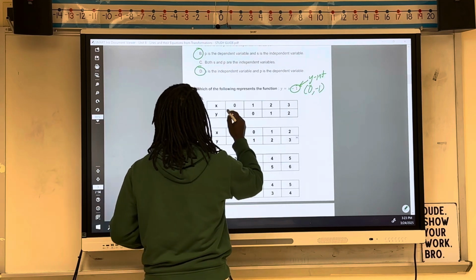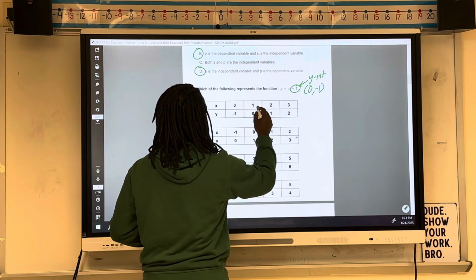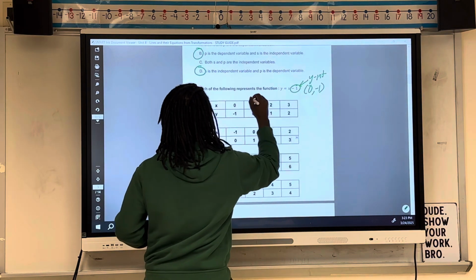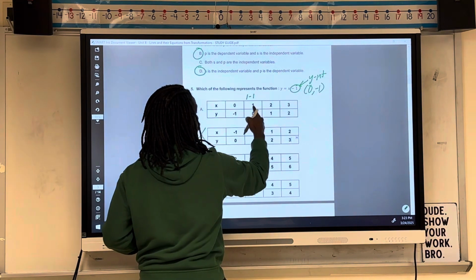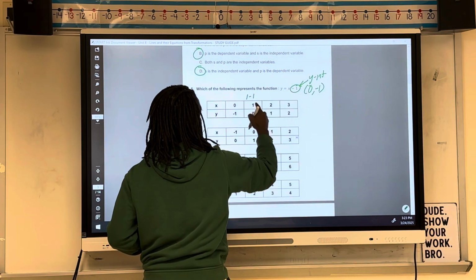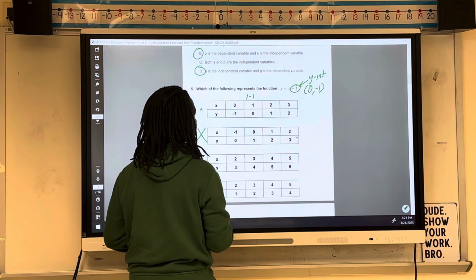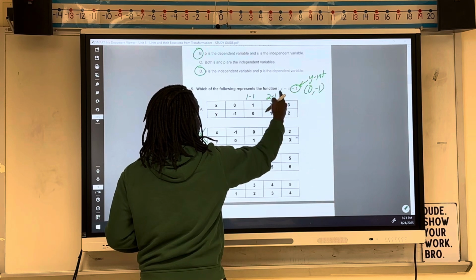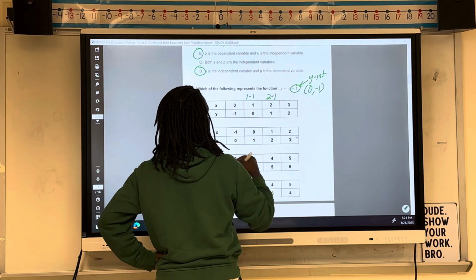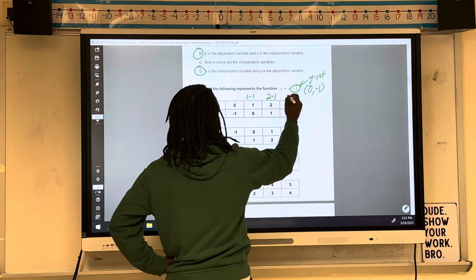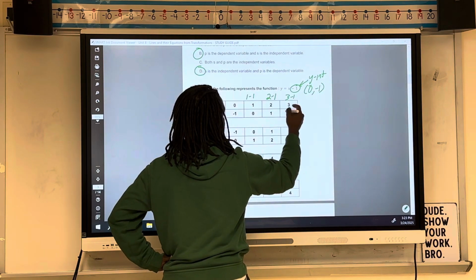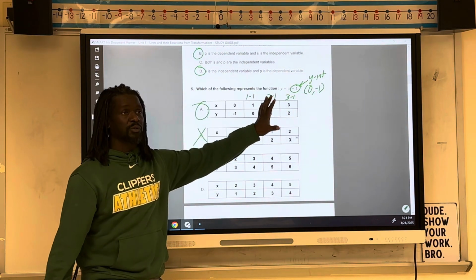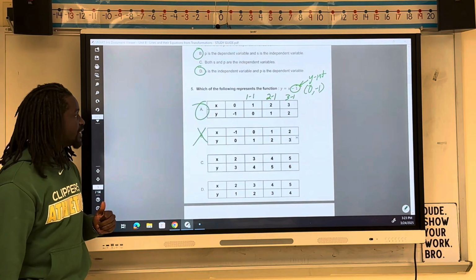So when I put in 1 for x, 1 minus 1, does that give me 0? Of course it does, okay? When I put in 2 for x, 2 minus 1, does that give me 1? 3 minus 1, right? So I see that that is the correct answer. So I have to be careful to make sure I actually check all of them, okay?